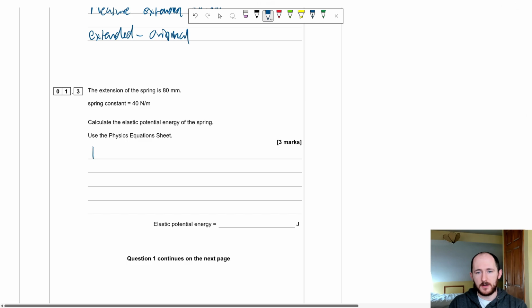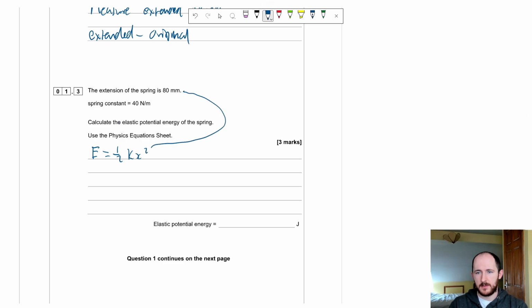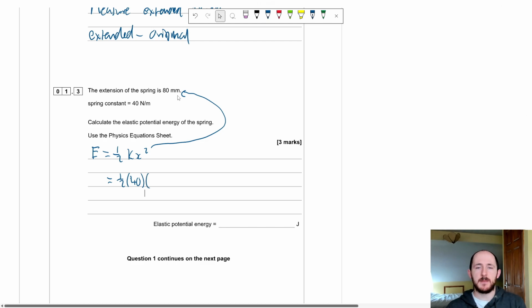The equation that you'll be looking for is the energy is equal to a half k x squared, where x is the extension. Now you need to be careful with the units here. k is in newtons per meter, so we'll leave that as 40. But the extension is in millimeters, so I need to change that into meters. Now how do you go from millimeters to meters?